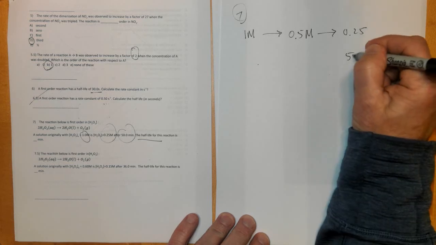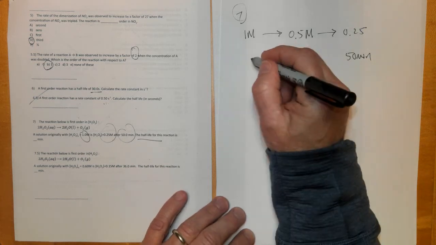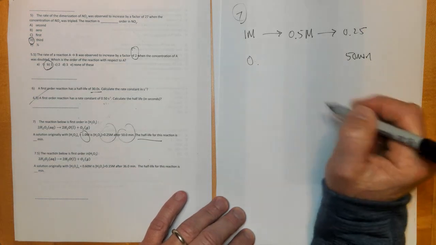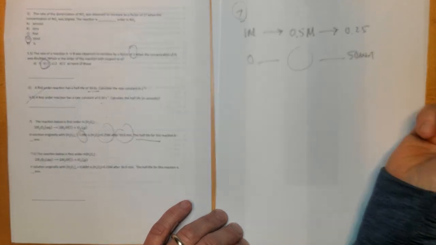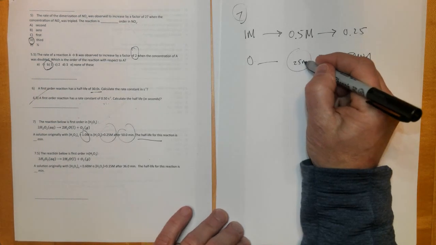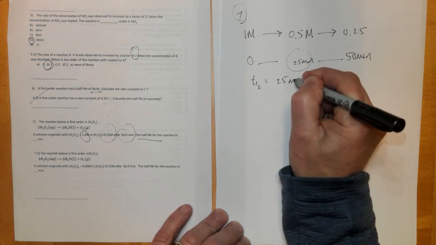So we're told that this is 50 minutes to reach this amount. And so if we start here at 0, how much time would it take to get to this middle one right here? Well, half as much, which would be 25 minutes. So T1/2 is equal to 25 minutes.